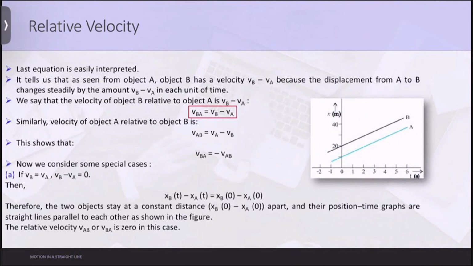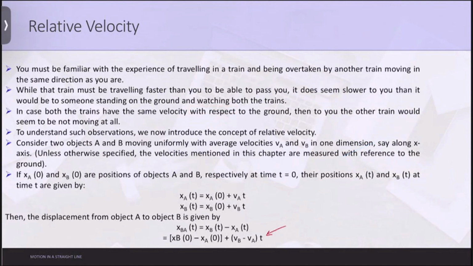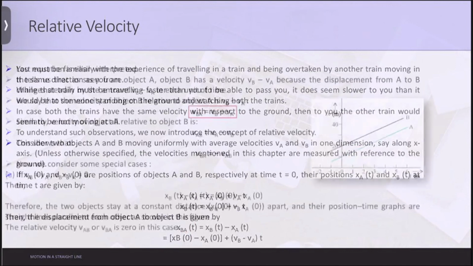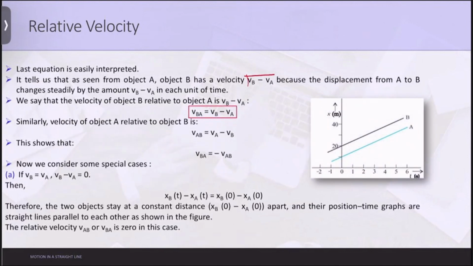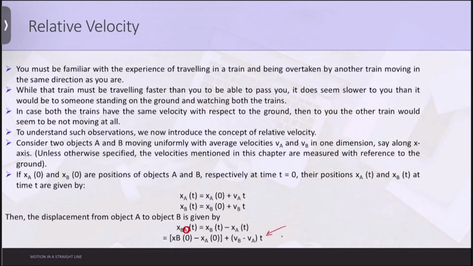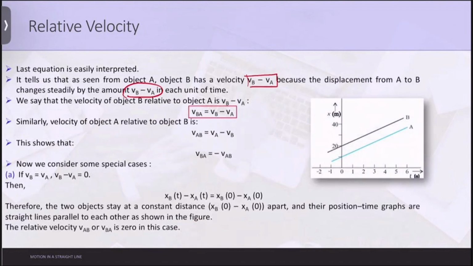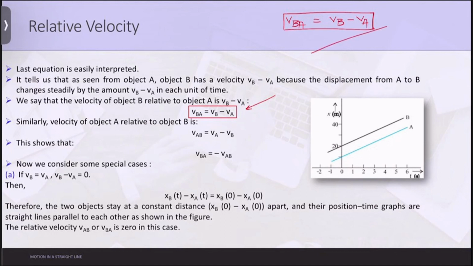The last equation is easily interpreted. It tells us that as seen from object A, with respect to object A, object B has a velocity VB minus VA, because the displacement from A to B changes steadily by the amount VB minus VA in each unit of time. This is the mathematical definition of relative velocity. We say that the velocity of object B relative to object A is VB minus VA, also written as VBA is equal to VB minus VA.